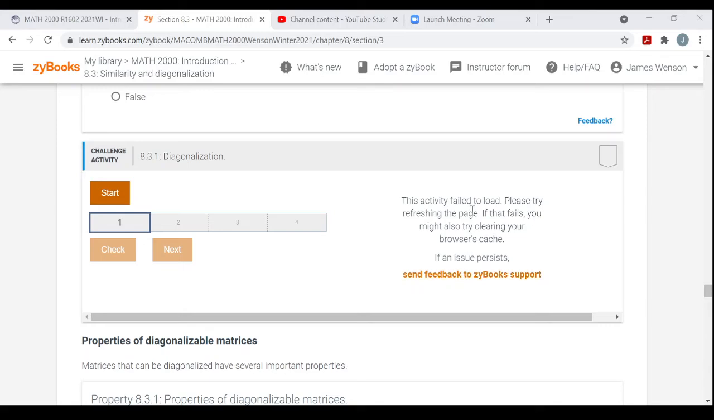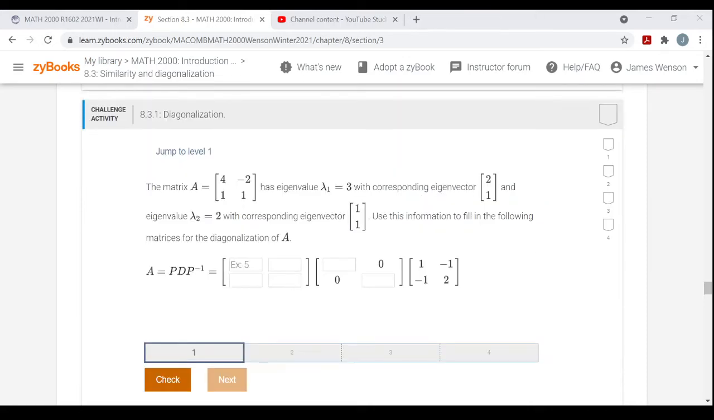Oh, looks like I have an activity that failed to load here. So I'm going to see if that comes back to me in a second. All right, I refreshed the page, and here we go. They are having you verify that this matrix is diagonalizable by finding 2 independent eigenvectors. Actually, they're telling you what the eigenvectors are.